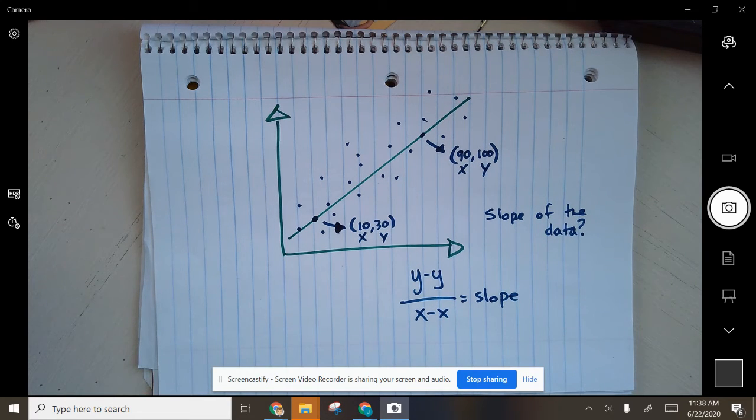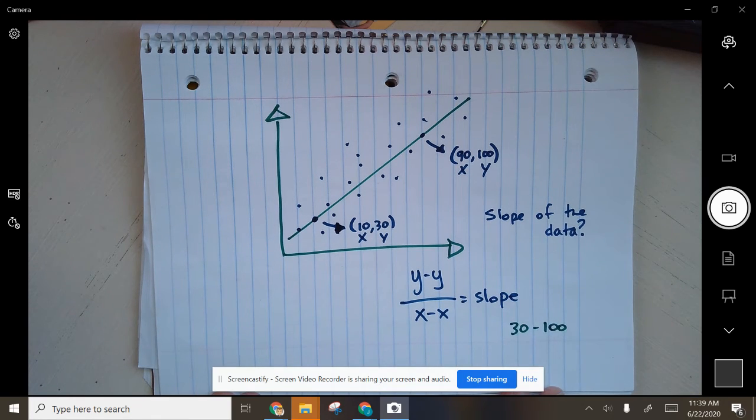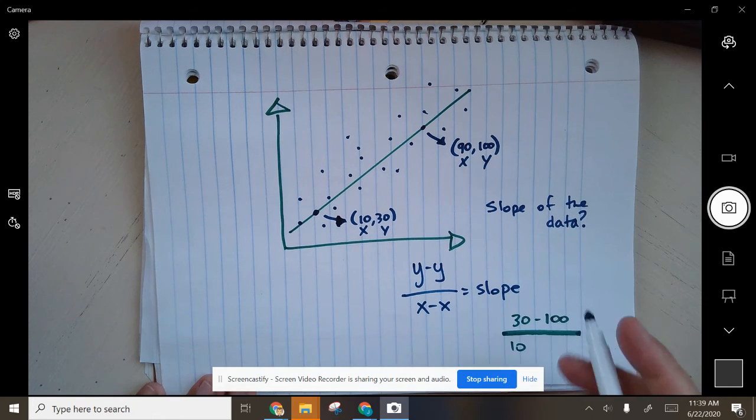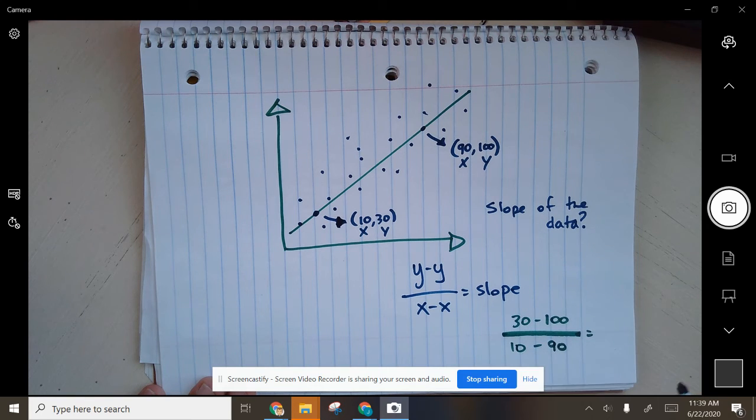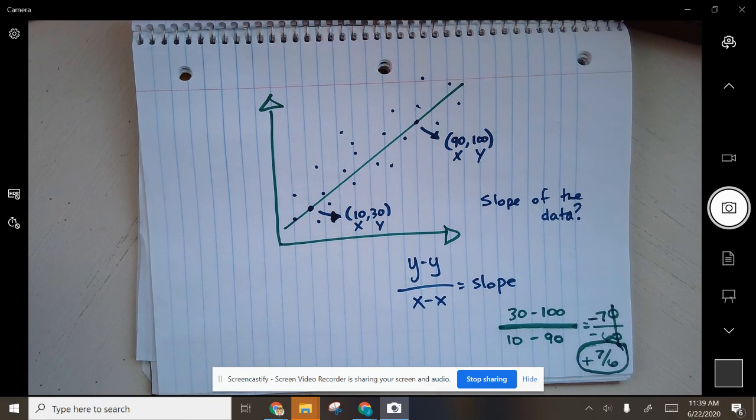And let's go ahead and solve this. Choose these points, the far left ones first. So y would be 30 minus 100. And the bottom would be 10 minus 90. Okay, so this would be negative 70 over negative 60, which actually, you could reduce this. Two negatives is going to make a positive. And can you cancel those zeros out? You may have to do something like that, okay? Not too difficult. You can handle this, all right?